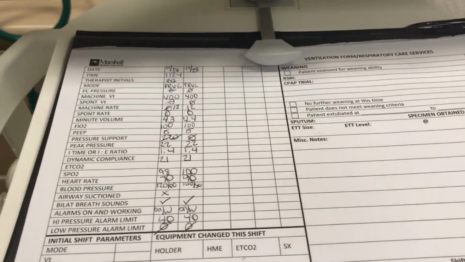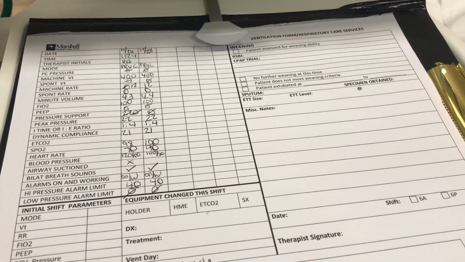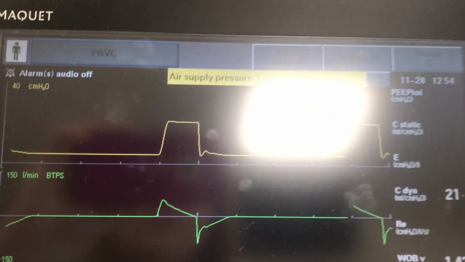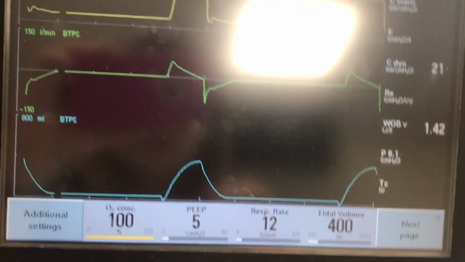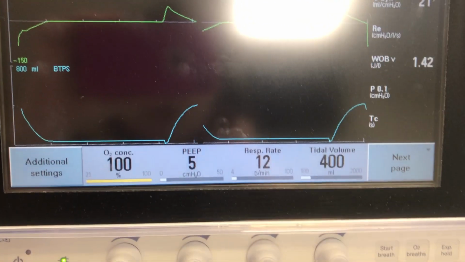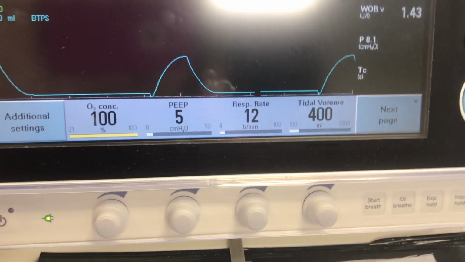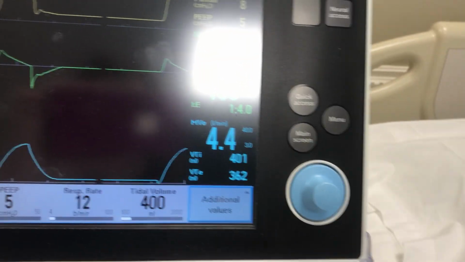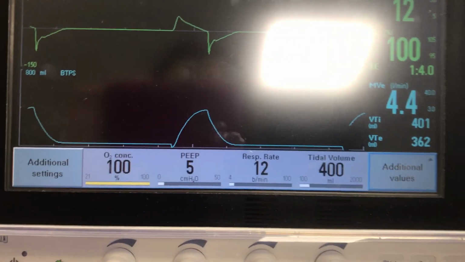So here I'm going to fill out the date, time, my initials, the mode, which is found at the top of the screen on the ventilator, the pressure control, pressure level, if you're in pressure control, which you're not, then I'd put that in the next box. I would do my machine tidal volume, so that's 400.